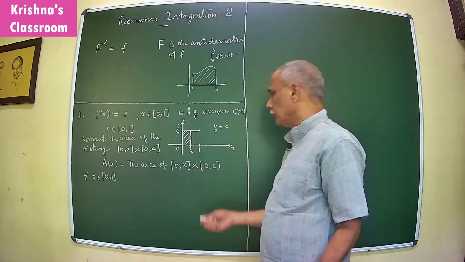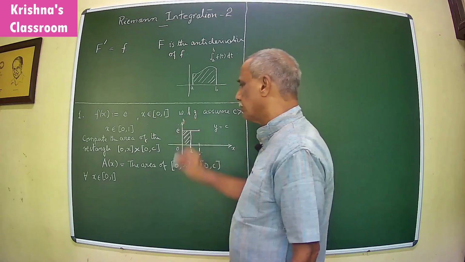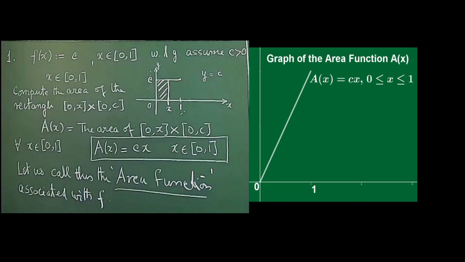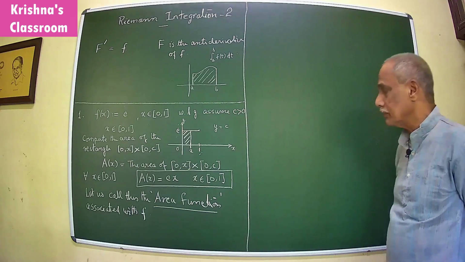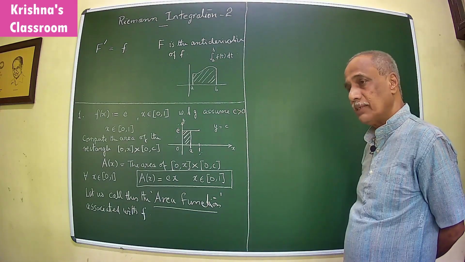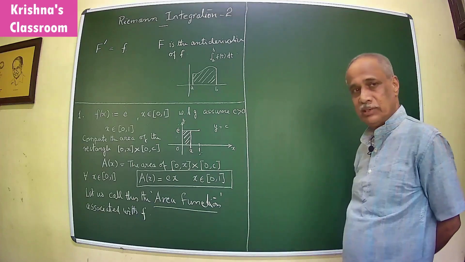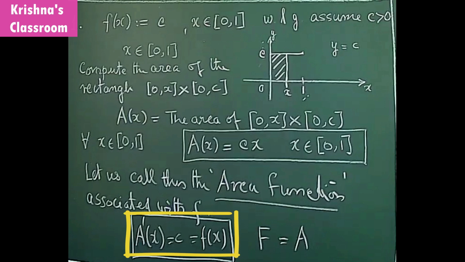What is it? How do you compute it? It is a rectangle, one side given by x units, the other side given by c units, and A(x) is equal to cx. Now, one observation that you make is that you can recover f from the function A. If you differentiate this, using differential calculus, then you get the derivative A'(x) equal to c, which is essentially f(x).